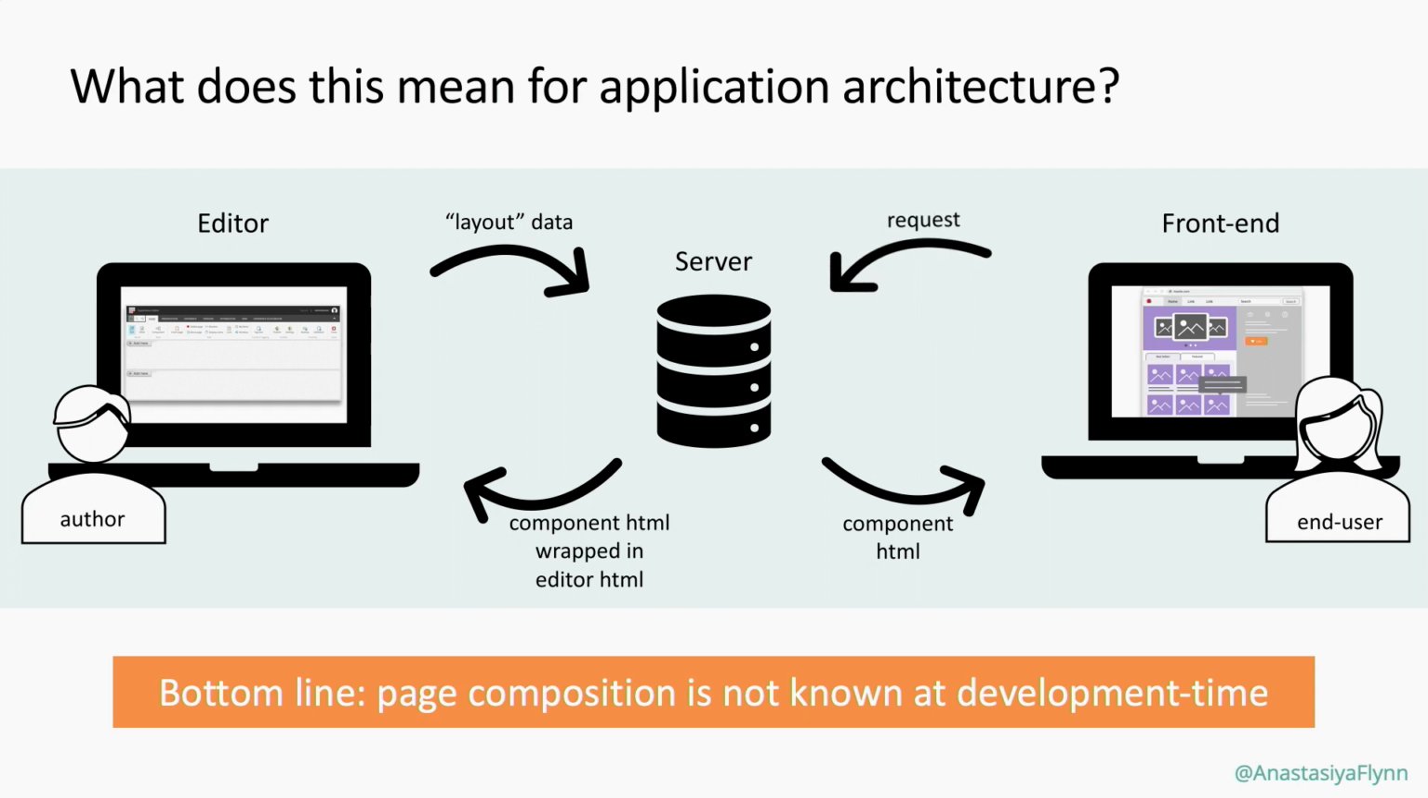From the front-end side, the end user makes a request to the server, and we just send them the raw HTML, and in that case, we don't need any extra sprinkles, no wrapping of HTML needed, so they just get the raw Razor HTML, no problem.